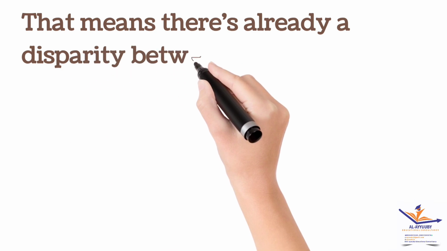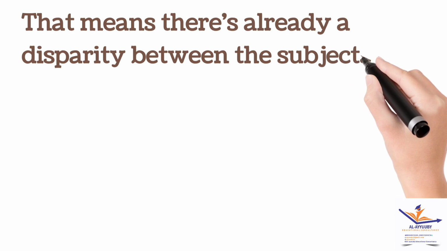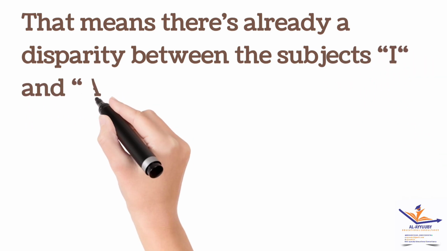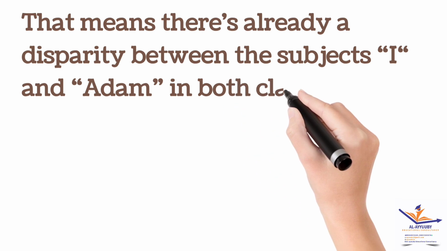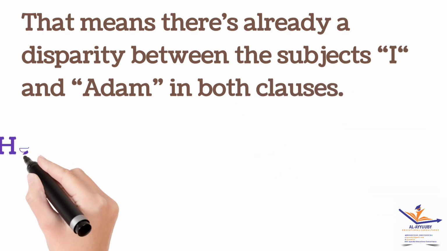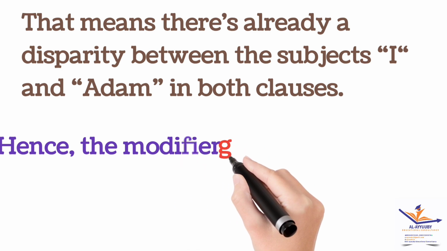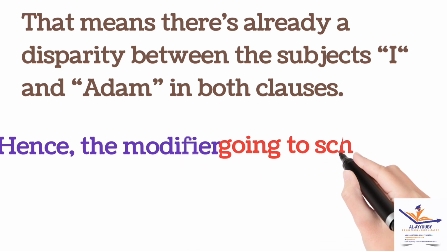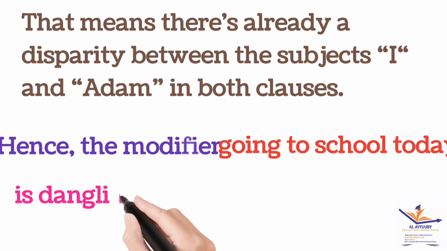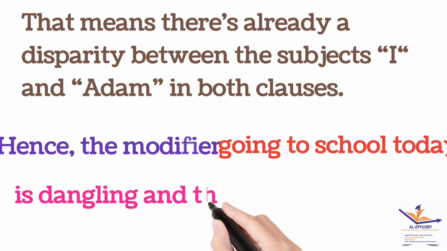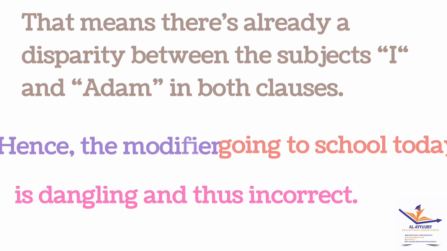That means there is already a disparity between the subjects in the first clause and the second clause, whereas the rule is that the subject in the first clause must be the same as the subject in the second. They must be the same. Hence, the modifier going to school today is dangling. It has not been able to modify anything. It has not been able to tell us more about anything in that sentence.